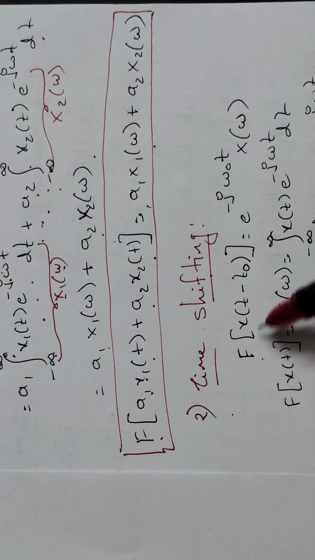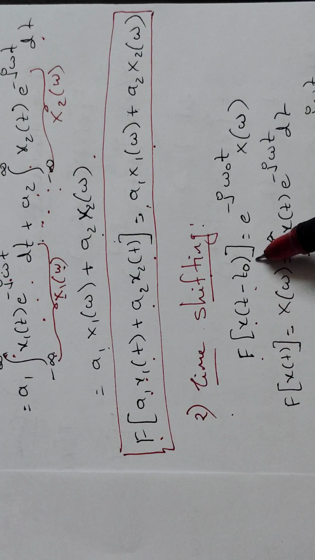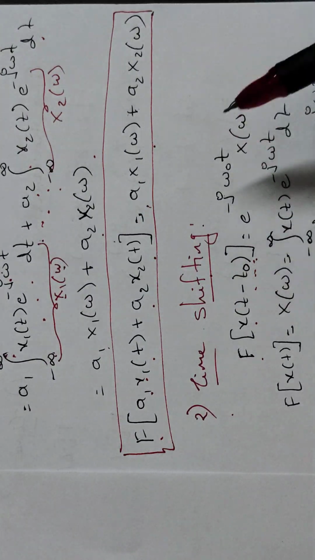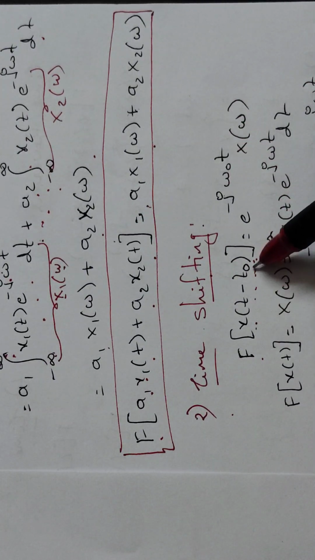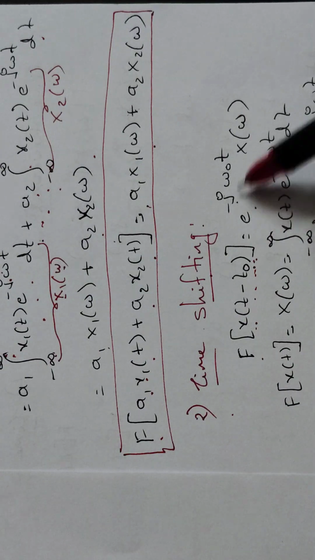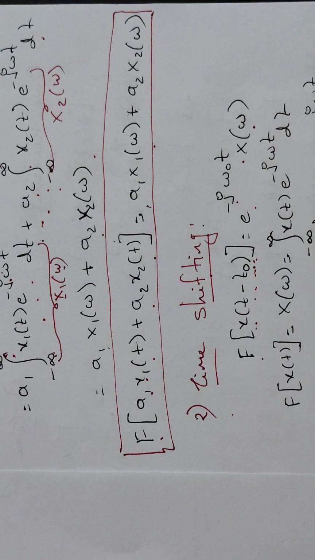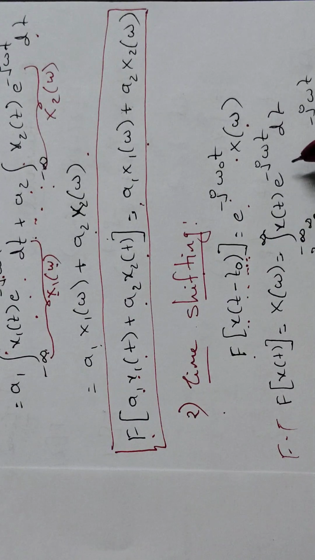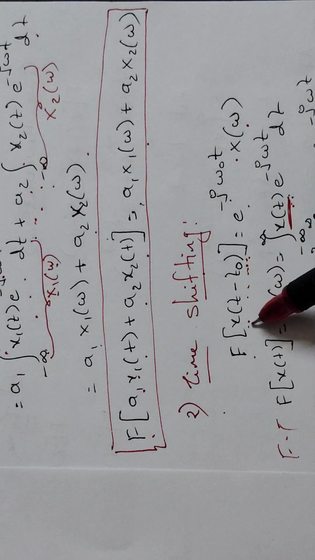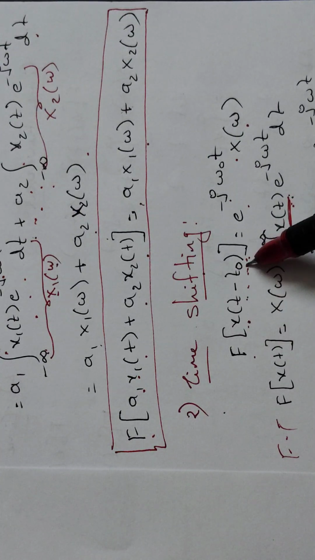So here the Fourier transform of x of t minus t naught. T naught is a shifting. So is it a left shift or right shift? The Fourier transform of x of t minus t naught is equal to e power minus j omega t naught into x of omega. Now write down the formula of the Fourier transform. This is the formula of the Fourier transform. We already know this formula. Now in place of x of t, what do we have to take? In place of x of t, we have to substitute x of t minus t naught.